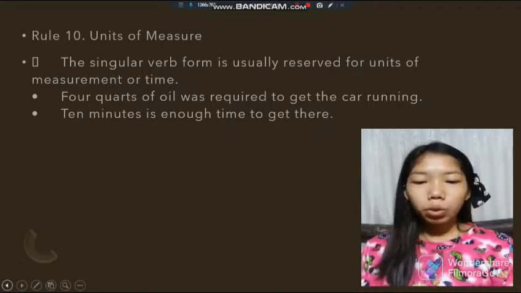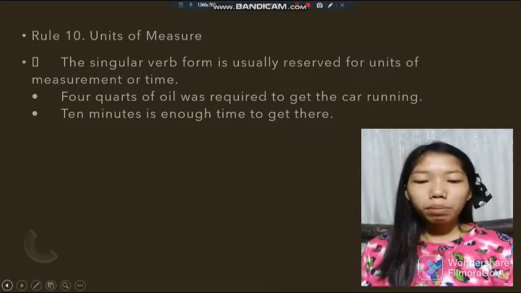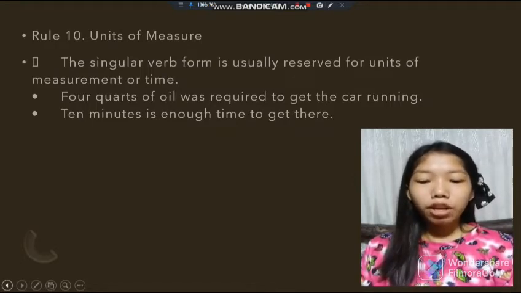Rule number 10. Units of measure. The singular verb form is usually reserved for units of measurement or time. Example, 4 quarts of oil was required to get the car running. 4 quarts is the unit of measure. Number 2. 10 minutes is enough to get there. 10 minutes is a unit of time.